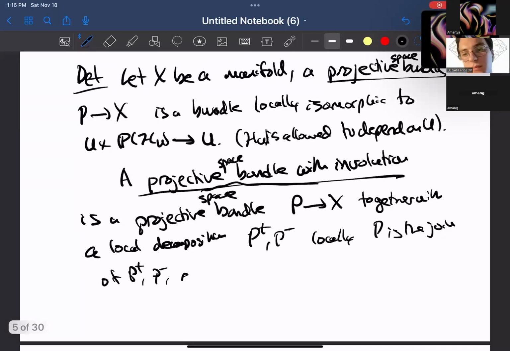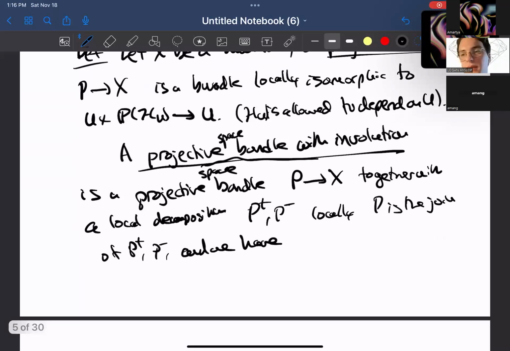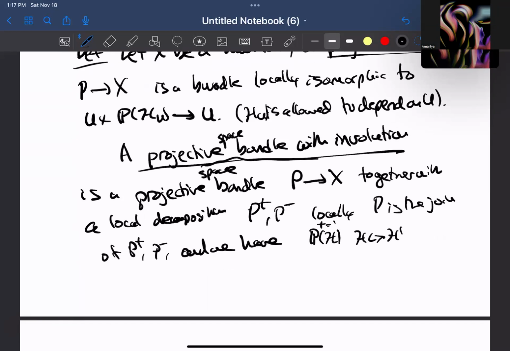And we have that this is arising from some closed embedding of H into H prime. So this is going to be P plus is equal to the projective space of some sub-Hilbert space H, which sits in a closed embedding into H prime. So P of H prime is equal to P_x here.